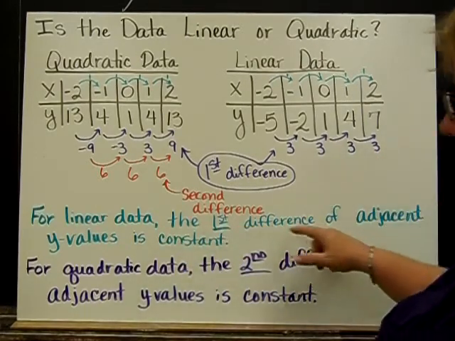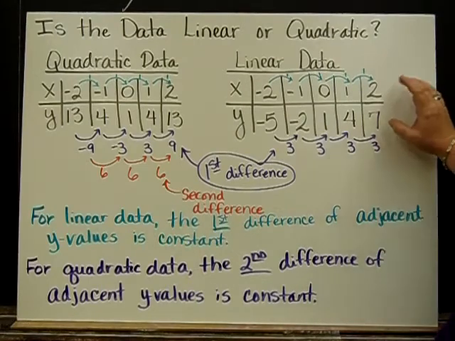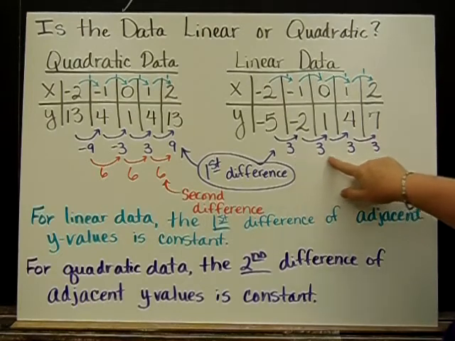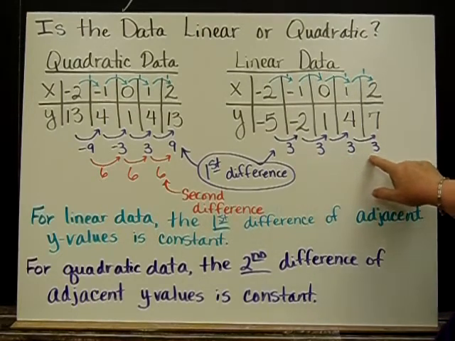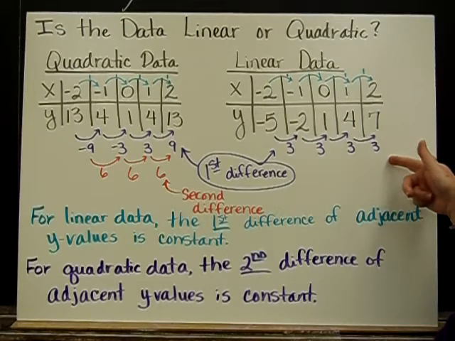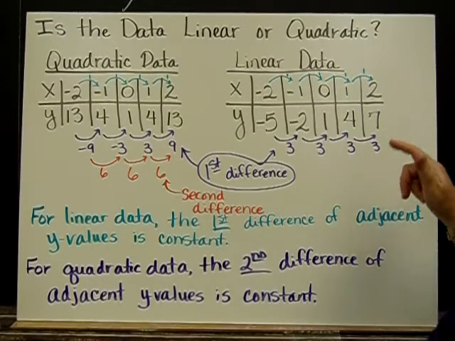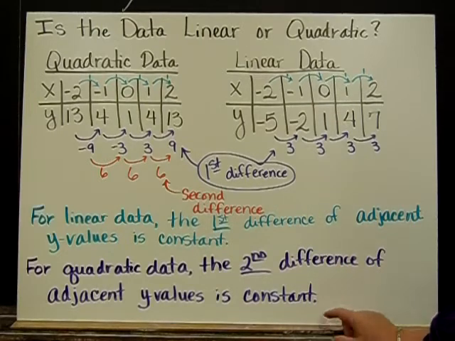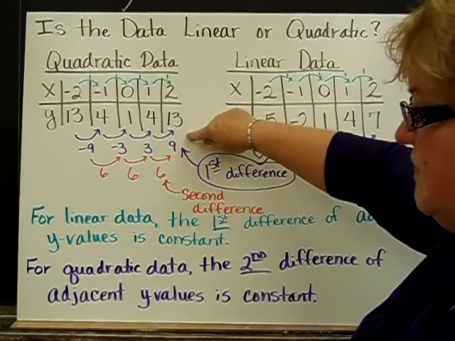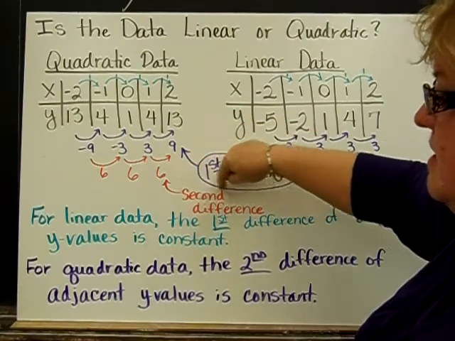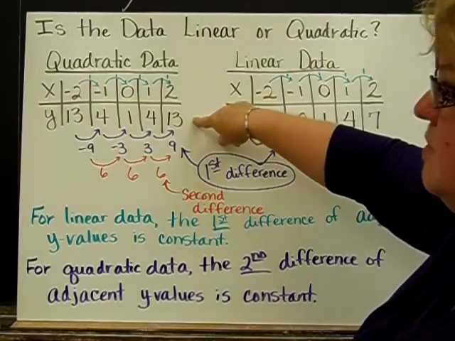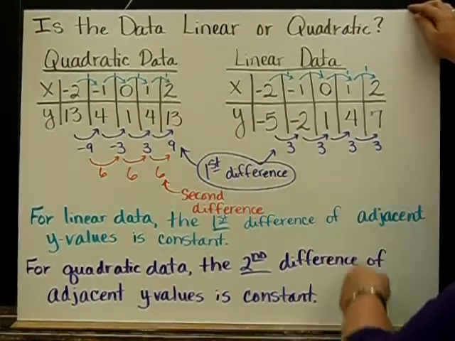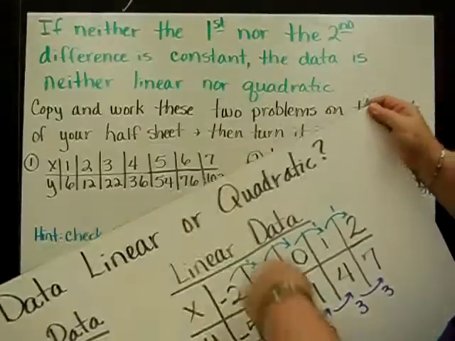So for linear data, if the first difference of adjacent y values is constant, then the data is linear. In this one, this was our first difference, and the numbers were all the same, constant. So this was linear data. For quadratic data, the second difference of adjacent y values is constant. Notice the first difference was not constant, but the second difference was. So we know that this table represents quadratic data and would be graphed with a U, while this is linear and would be graphed with a straight line.